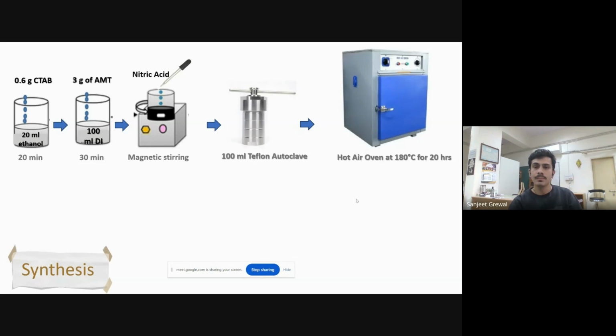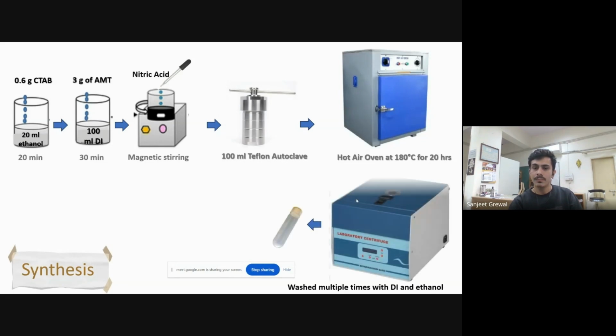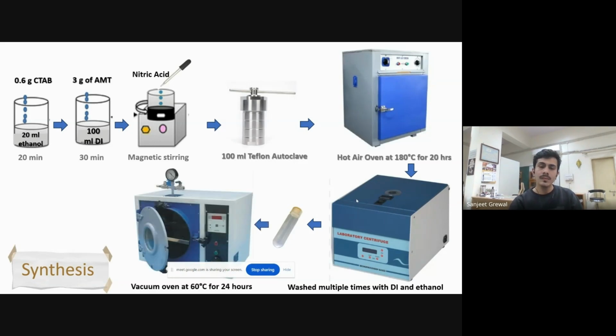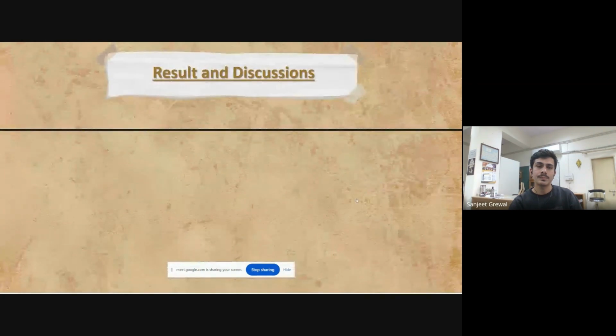for 20 hours. Thereafter, the sample was allowed to cool down naturally, and a centrifuge machine was used to remove the impurities with multiple washings with DI water and ethanol. Thereafter, the sample was placed in a vacuum at 60 degrees Celsius for 24 hours, and the sample was ground to get a fine powder.